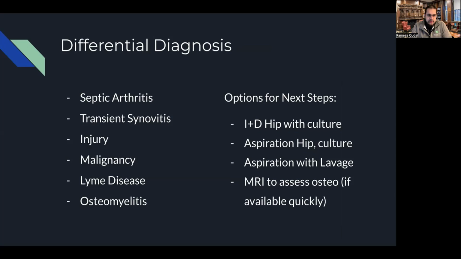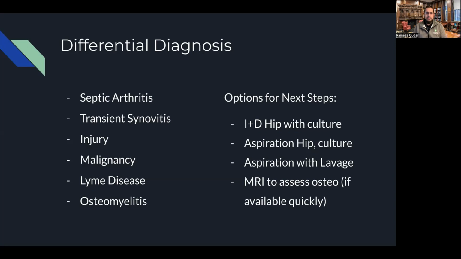At this point, the differential would be septic arthritis, transient synovitis, injury. Malignancy is always on the table for anyone coming in until proven otherwise. Again, Lyme disease in those parts of the world where that's more common, and osteomyelitis, which can happen with septic arthritis. And that's something we're talking about later as well in this talk.